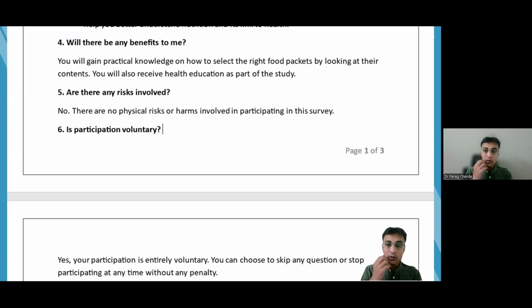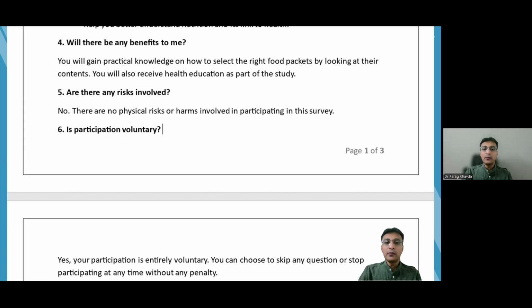Research participants would have better understanding about reading nutrition labels. Are there any risks? So we are talking about benefits and risks. So we say that in general there are no risks. There are no physical risks or harms involved in participating in this survey. So the participant contributes their time.